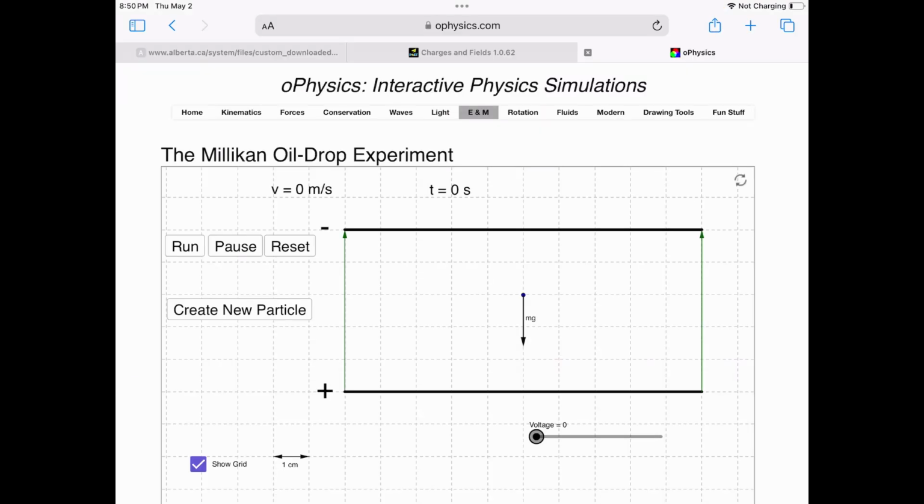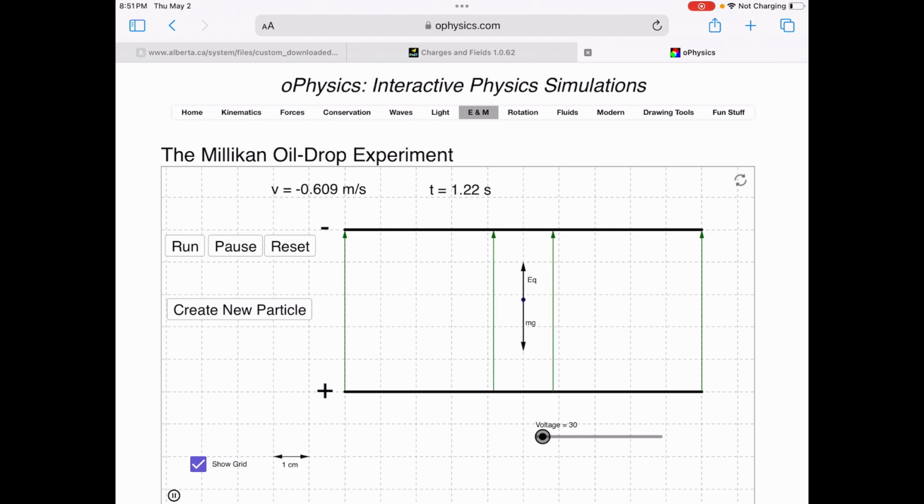Makes sense. Going back to this now, let's run it with no electric field, just so you can see. The oil droplet is in free fall. It just falls down. The only force acting on it is the force of gravity. Okay, let me bring it back though. And now let's actually apply voltage across the plates.